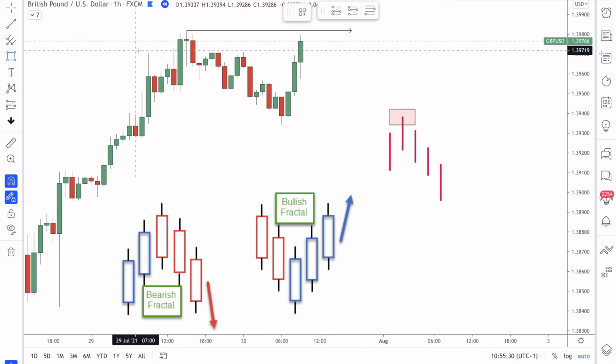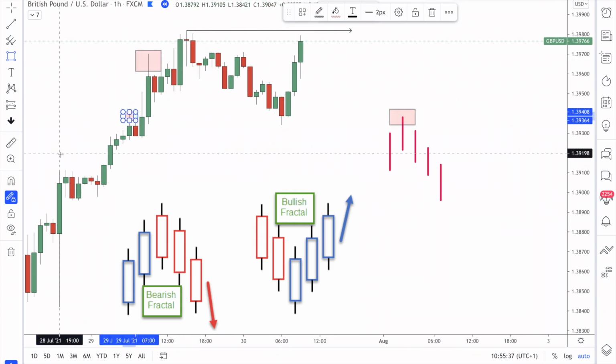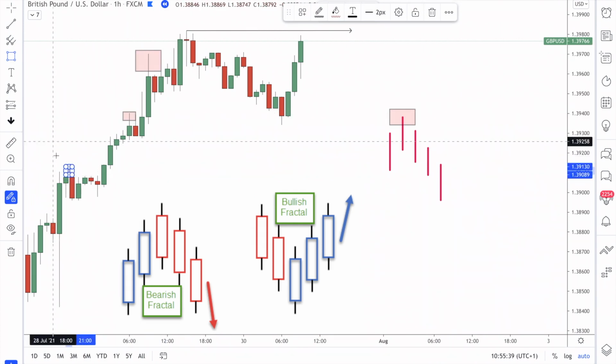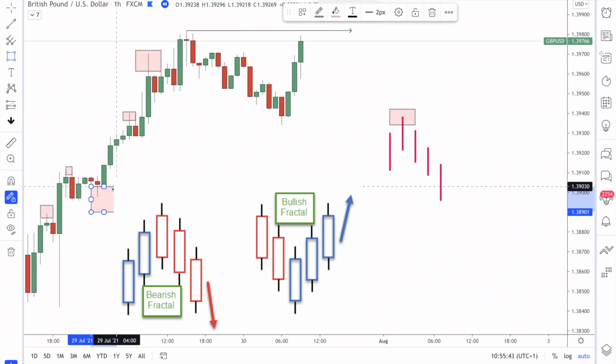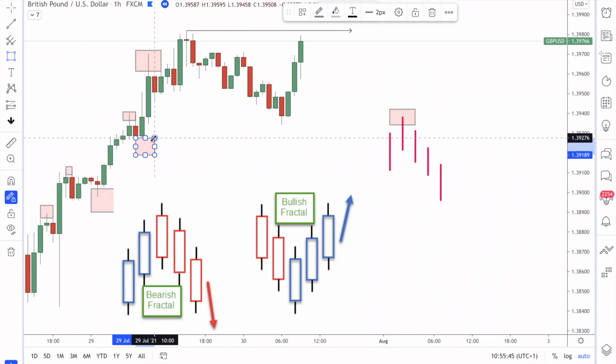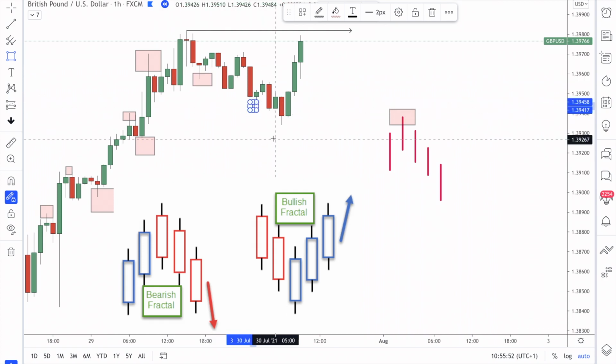So I'm going to mark out some fractal highs for you. So this is a fractal high. This little one here is a fractal high. That's a fractal high. This is a fractal high. And then this is a fractal low. That's a fractal low. This is a fractal low, that's a fractal low, that's a fractal low.